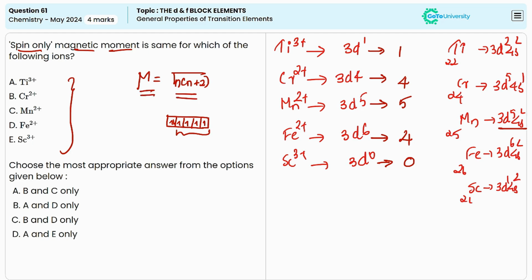Now, from these 5 options, we could see that the Cr2 plus ion and Fe2 plus ions have the same number of unpaired electrons, that is 4. So, both of them will have a magnetic moment mu equal to root of 4 into 4 plus 2, that is root of 24. So, from these options, we could see that option C is the correct one. That is Cr2 plus and Fe2 plus ions.